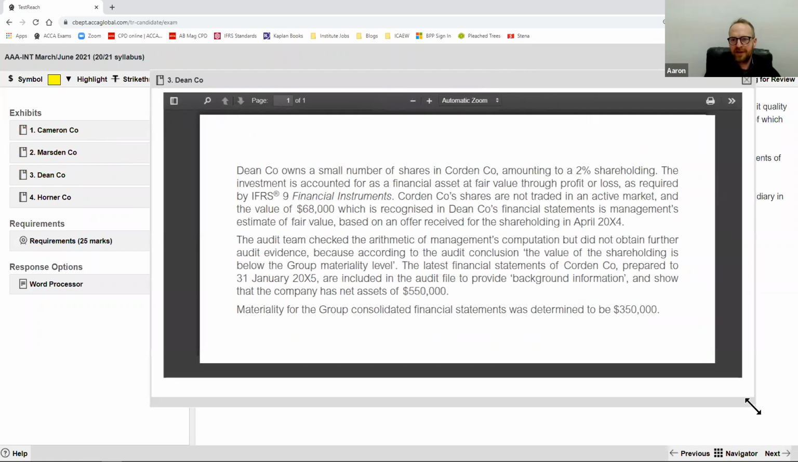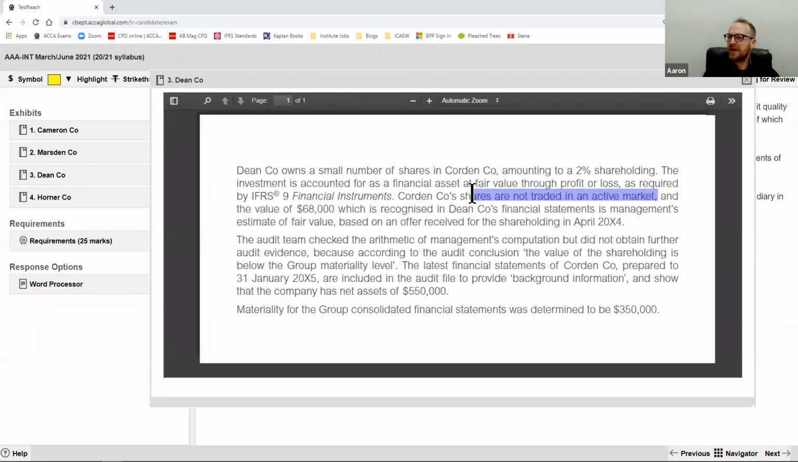Oh, okay. So Dean owns a small number of shares amounting to a 2% holding. Okay, so even before that, what do I know? 2% shareholding, that's not going to be an associate or a subsidiary, that's just going to be a financial asset. So it's accounted as a financial asset under fair value. Okay, that seems okay.